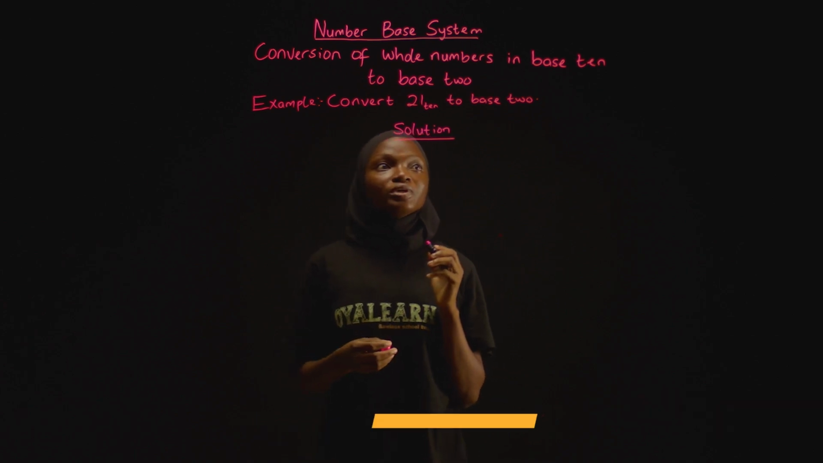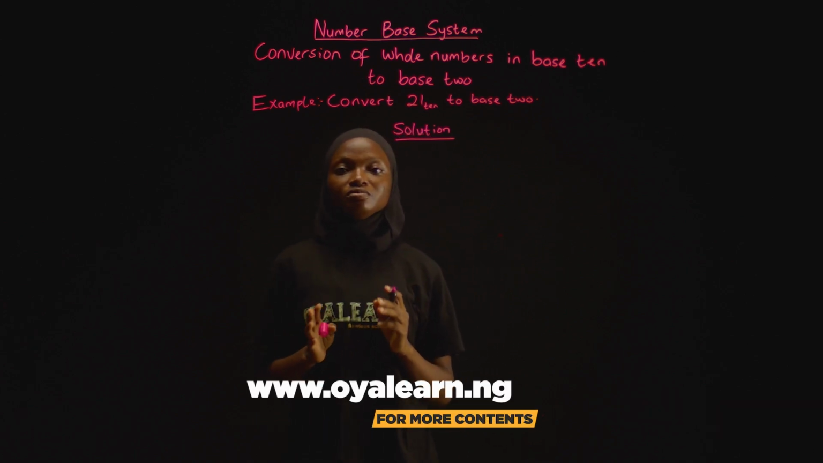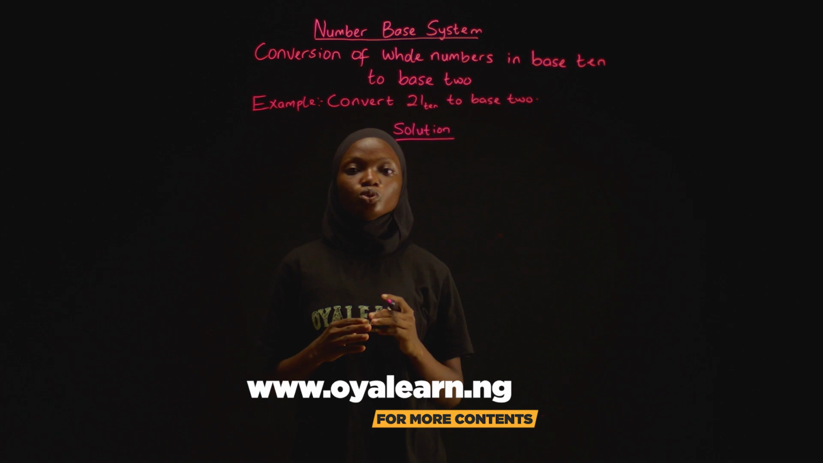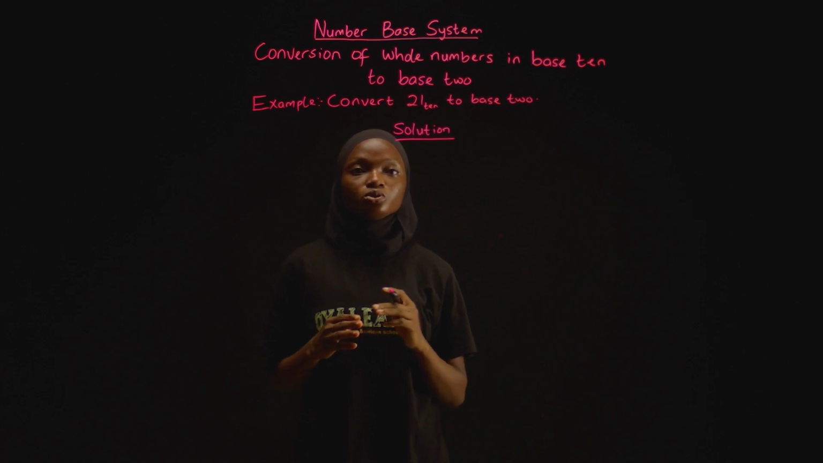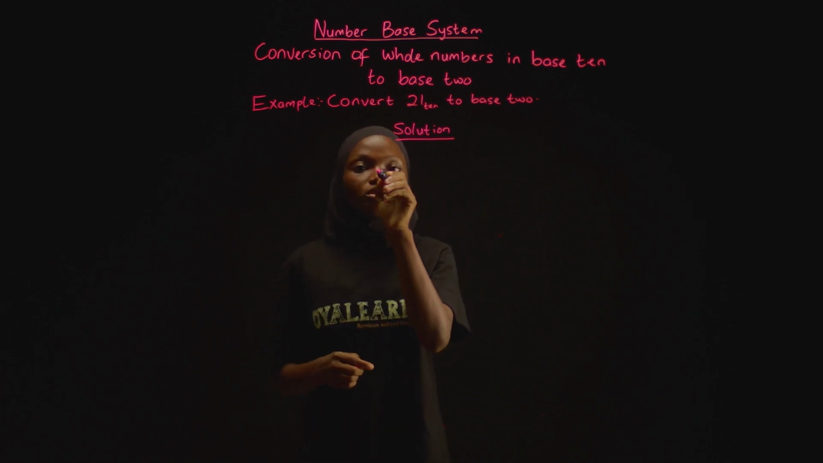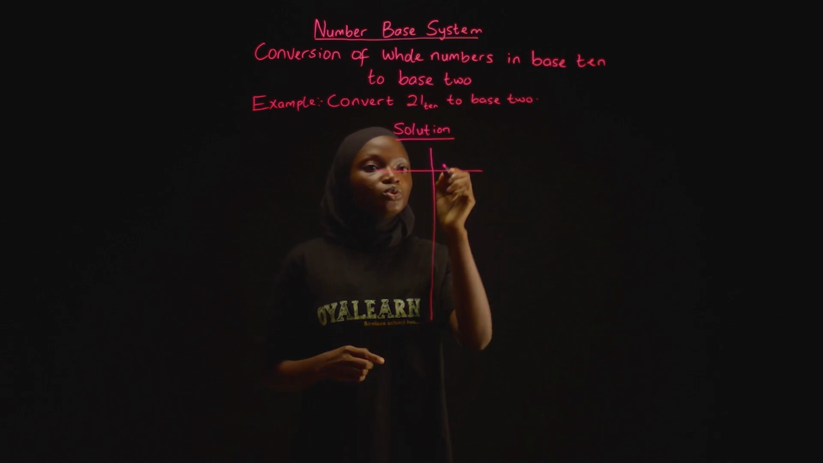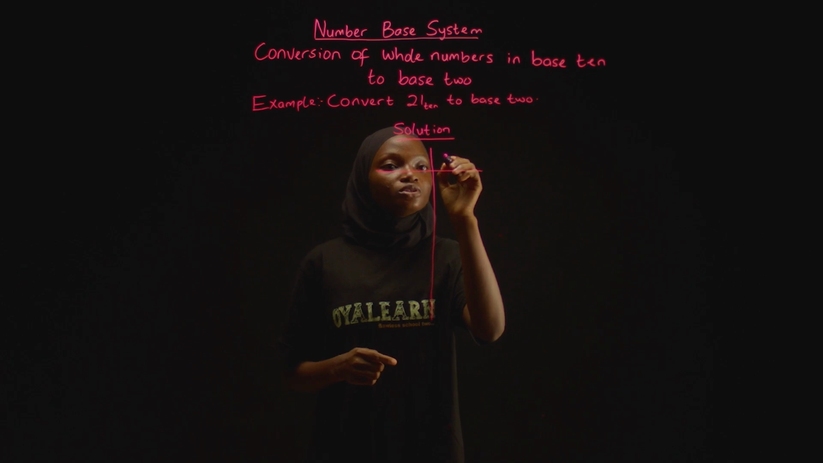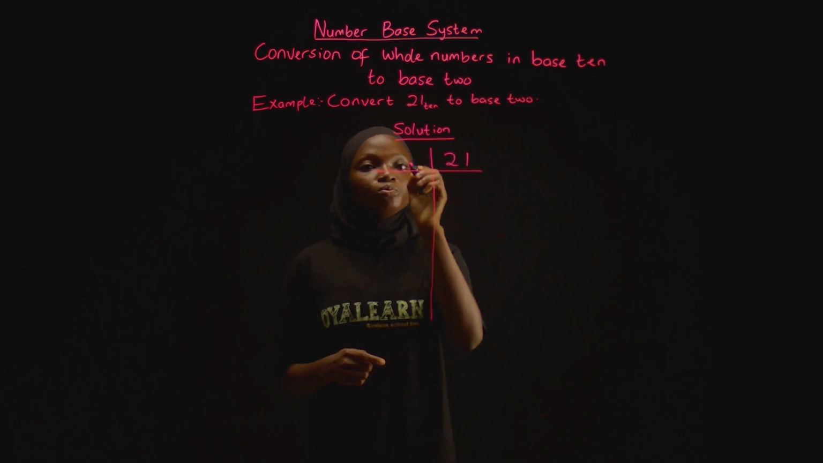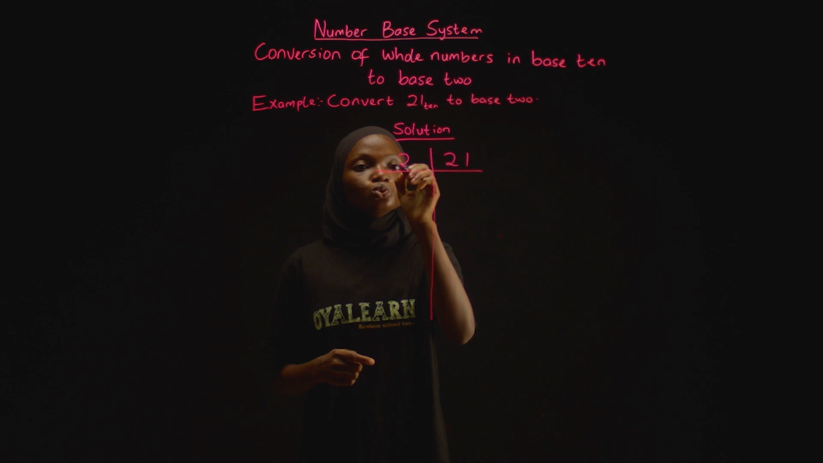To convert 21 base 10 to base 2, we have to divide repeatedly by 2 until division is no longer possible. And to do that, we draw a table like this. We place the number given, 21, here. We place the base we are converting it to, 2, here.